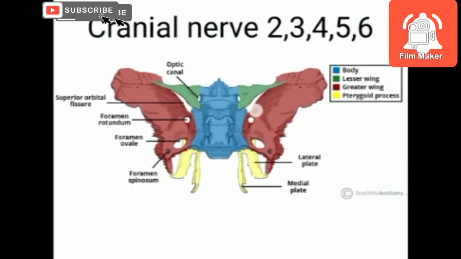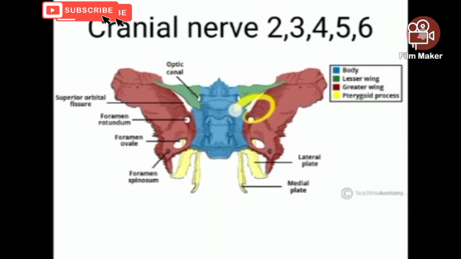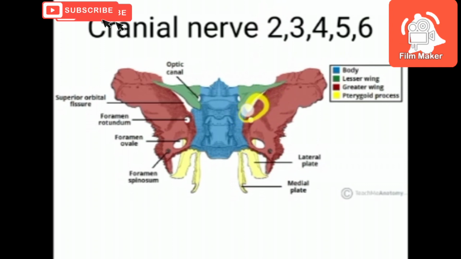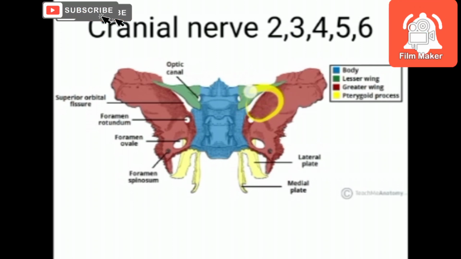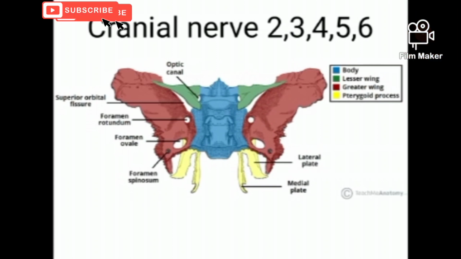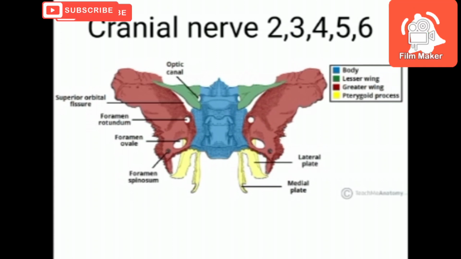Now, this pointed out structure which we are able to see is called the superior orbital fissure. It lies between the lesser wing and the greater wing of the sphenoid. Through the superior orbital fissure pass our third cranial nerve, fourth cranial nerve, sixth cranial nerve, as well as the first division of the trigeminal nerve, that is the ophthalmic division.